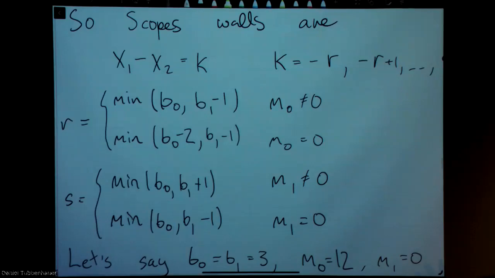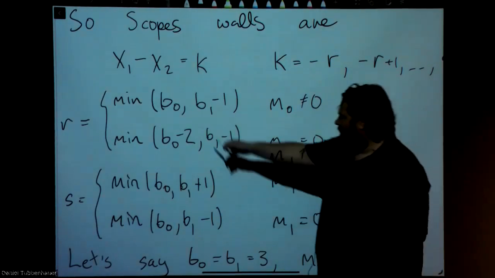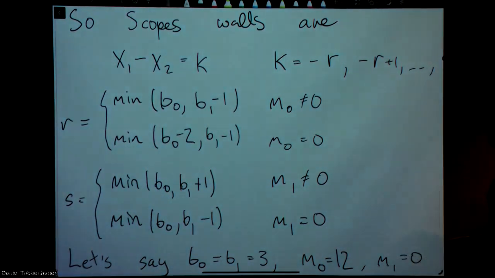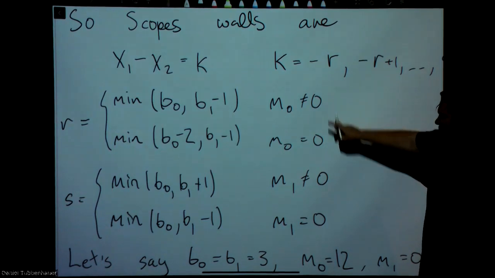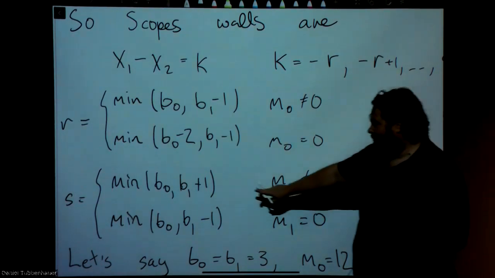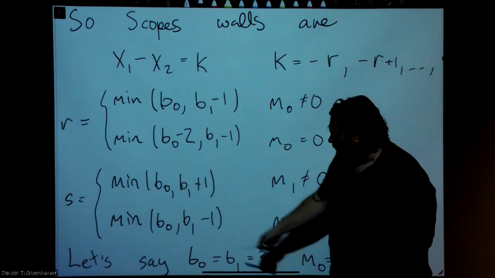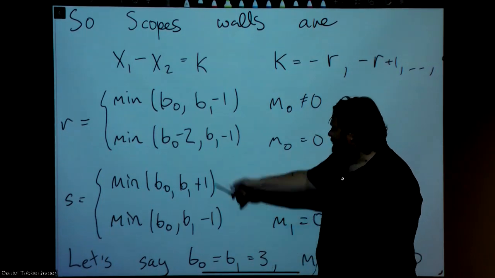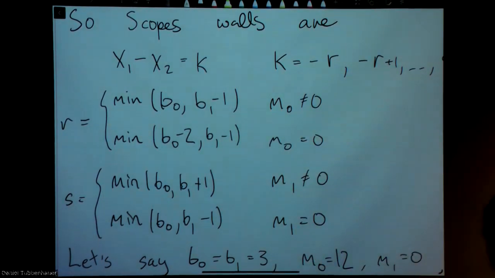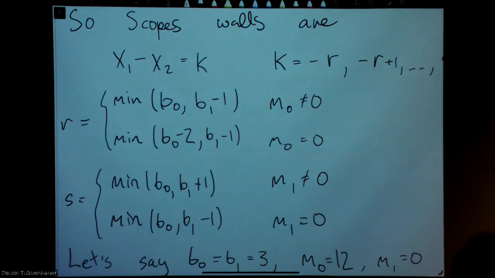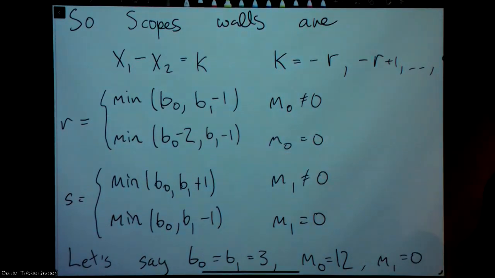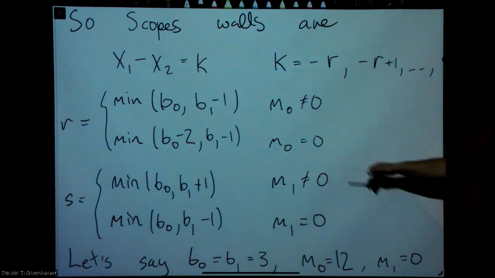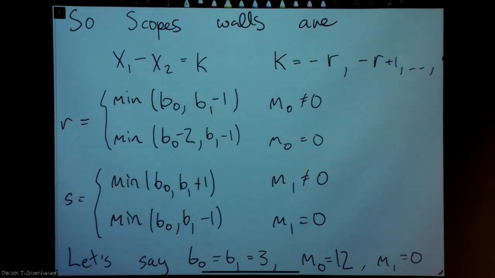We end up with an explicit formula for the Scopes walls in terms of the number of boxes, which is a tiny bit complicated. There's a generic version of it when M1 and M0 are both non-zero, where it's just the minimum of the number of boxes of content 0 and the number of content 1, plus 1 or minus 1. If you think about the number of boxes in the partition, this is kind of the most obvious bound you can come up with. But that bound doesn't quite work if M0 or M1 is zero.